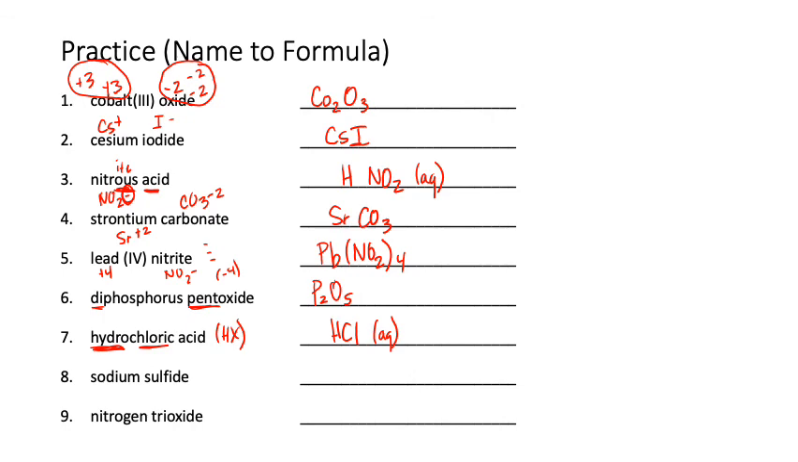Number 8, sodium sulfide. So that's Na plus sulfide, sulfur, that's a -2. Here, in order to balance out the -2, I need one more sodium, so this is going to be Na2S. Lastly, we have nitrogen trioxide. Nitrogen doesn't have a prefix, so that's just 1. And then trioxide is going to be O3.